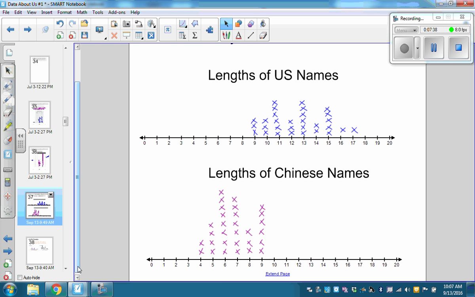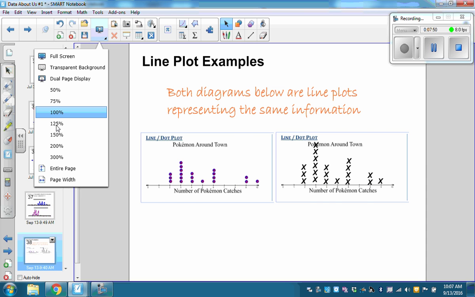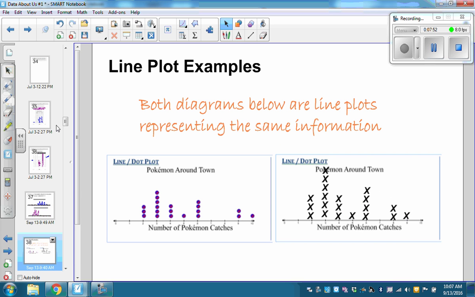There was one other thing that we talked about. Your book uses line plots and tends to use X's. You can also see line plots with dots. So I added another example of line plots, looking at not Chinese names, but a line plot of the number of Pokemon couches around town. Both diagrams below are line plots, and they represent the same information.